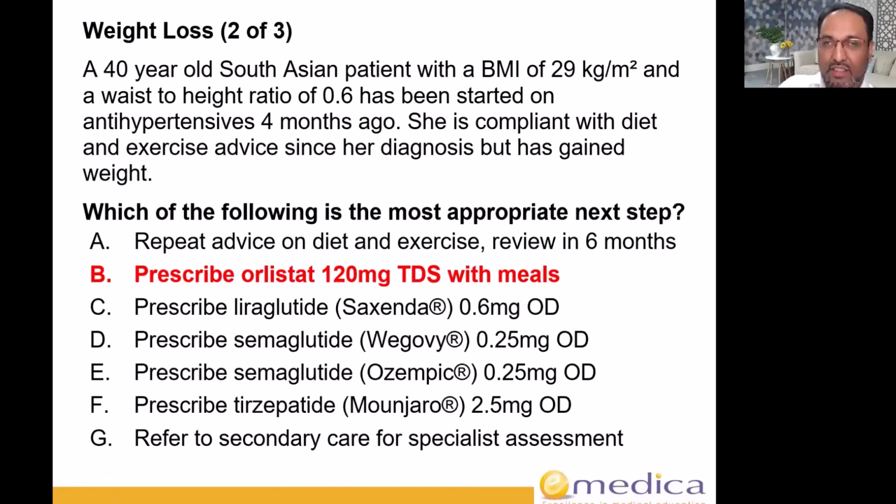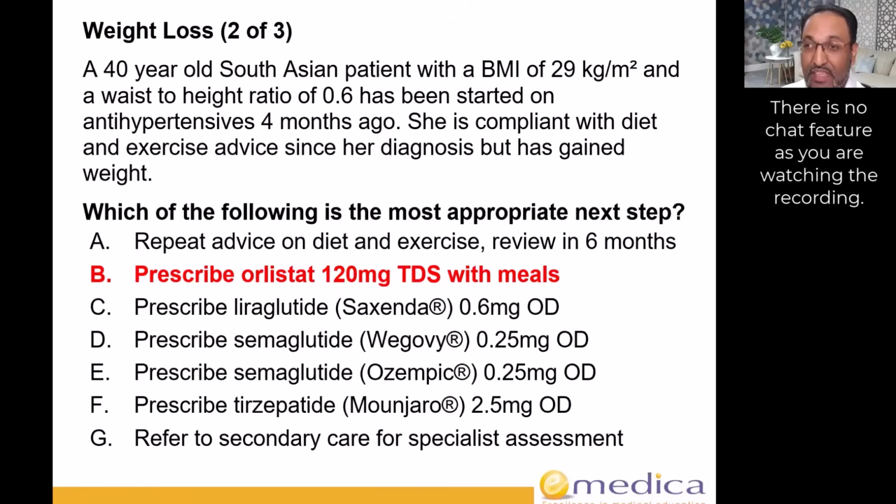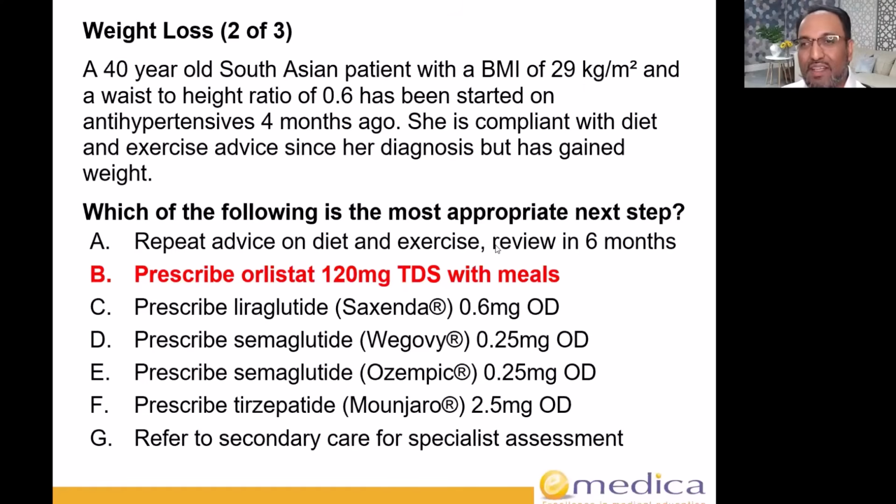Now, two things about this. So one is the knowledge side of the guideline. What's the threshold for prescribing orlistat? Anyone know what the default threshold is in terms of body mass index? Type into the chat. 30 plus. So how come we can prescribe it in this patient? Because in patients with additional risk factors, the threshold is 28 plus.